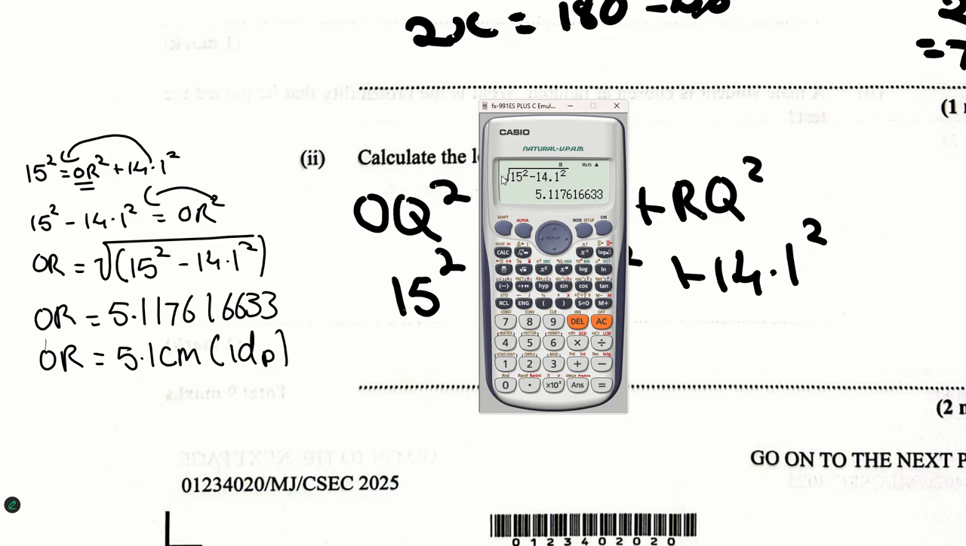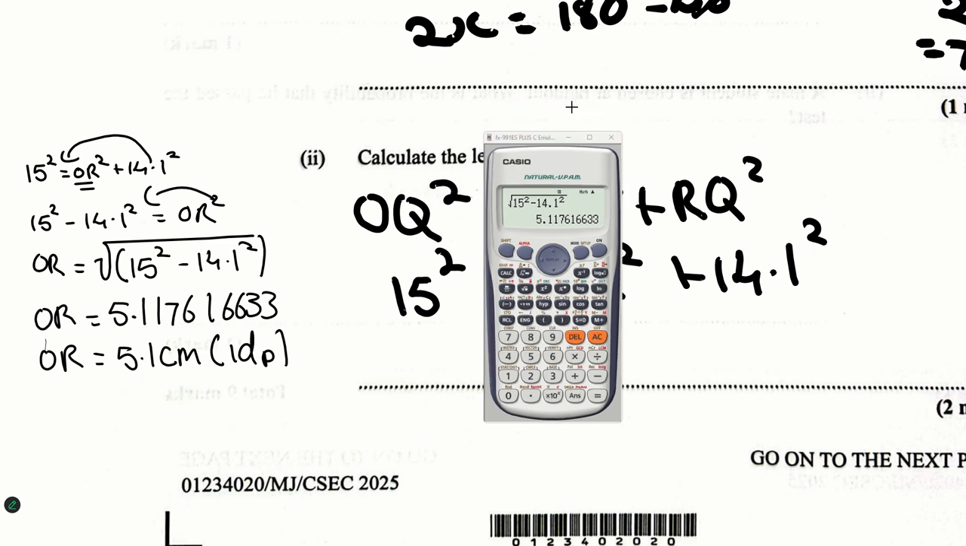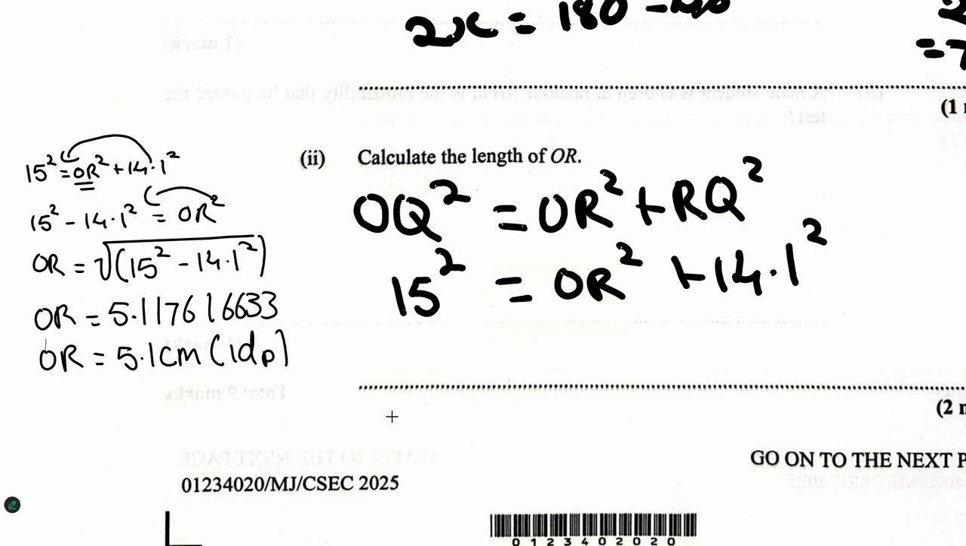Please note, guys, that your calculator should also always be in degrees, okay? So the answer for OR would be equal to 5.1 centimeters to one decimal place. Again, it is understood that that is the standard for CSEC. However, unless stated otherwise, I would leave the answer as this. All right.